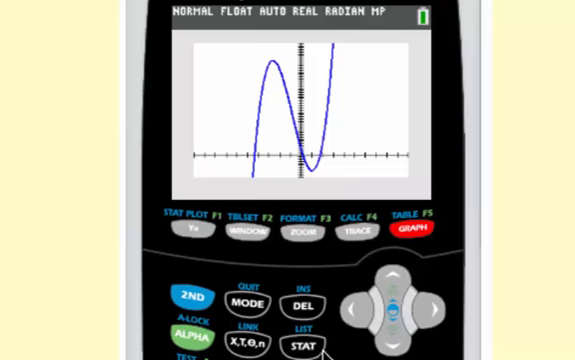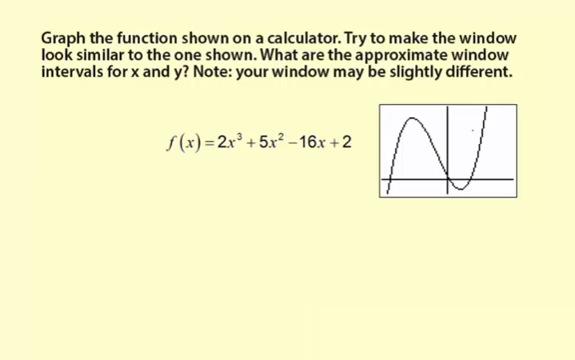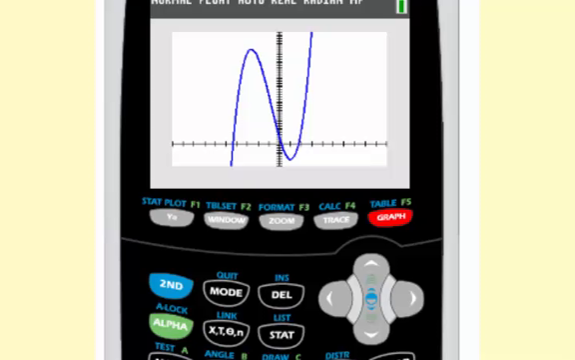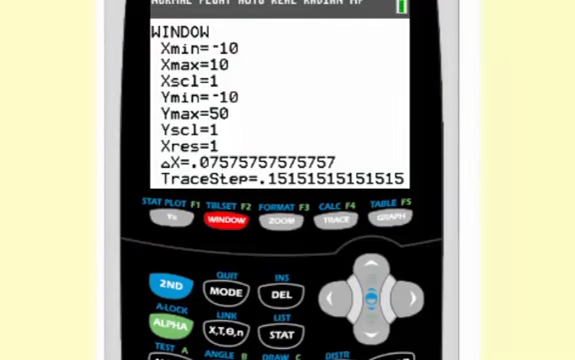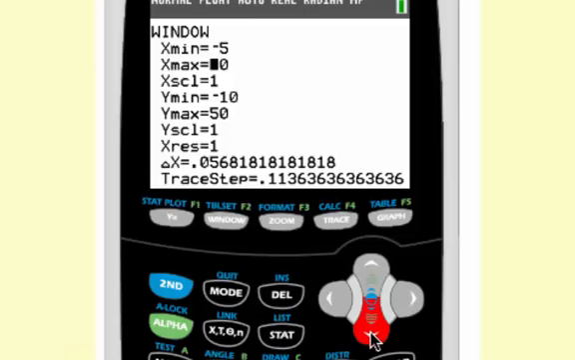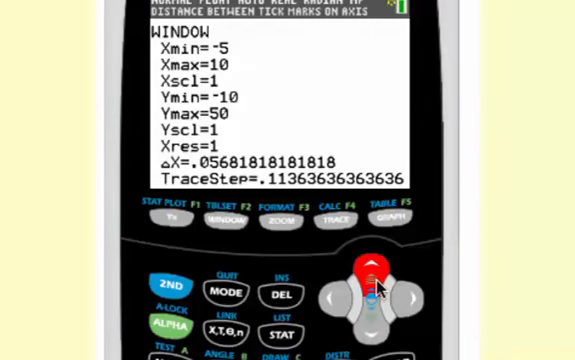Okay, well, now we can see the turning point. That looks pretty good. And let's compare with the original graph. Well, the original graph looks like it's a bit wider. So we need to decrease the x interval to make it appear wider. So what I'm going to do is put -5 and then +5 for my x min and my x max.